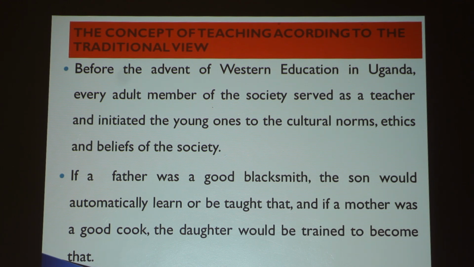Before the advent of this Western education in Uganda, every adult member was a teacher. Every person who was not mad was a teacher. Therefore, teaching was a day-to-day activity and carried out by anyone. You look at an example, a blacksmith. He would train his children to become that. A mother would train the girls to become good housewives, good cooks, and take care of the home. That was a teacher, according to the traditional view.